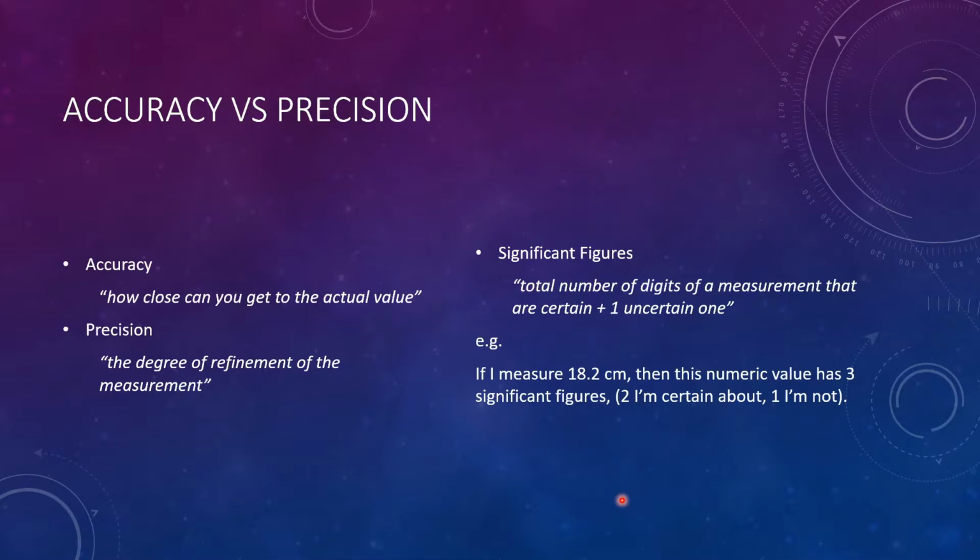So for example, if I measure 18.2 centimeters, then this has three significant figures. Two of them I'm really certain about, which in this example is 18 centimeters. And 0.2 is the one that I'm not so sure about, right? I could be introducing bias or errors by just looking at a different angle. That's what parallax error is. So that's something that I'm not sure about, but that limits our case to this measurement that I've taken being up to three significant figures.